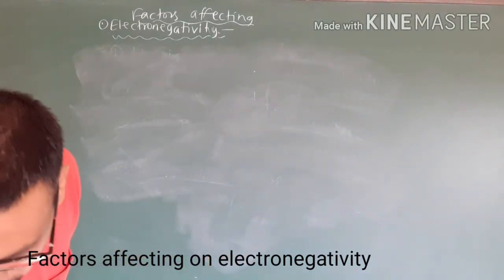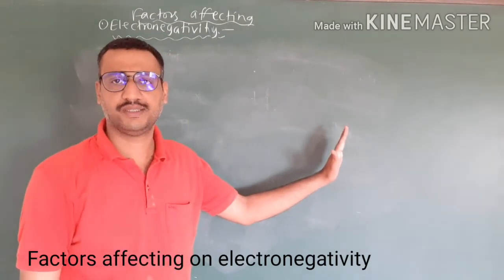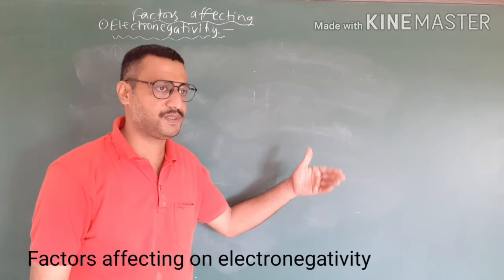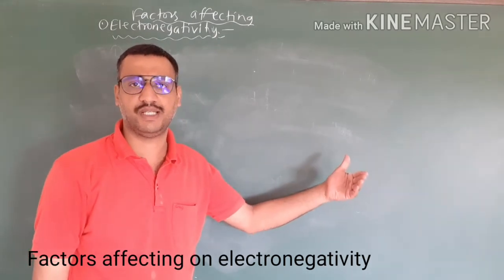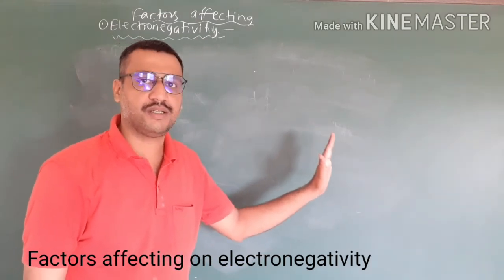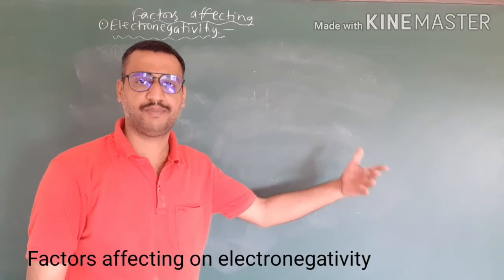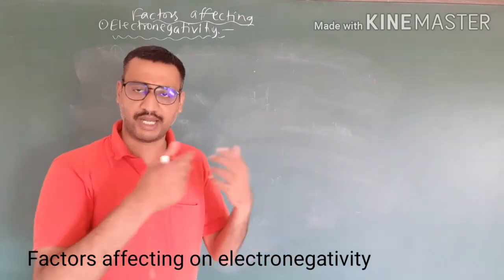Electronic configuration is also a factor. See what happens as we move from left to right: the subshells start to get filled, almost completely. If the subshells are not completely filled but are near to being completely filled, then what happens? The tendency to attract electrons gets higher.